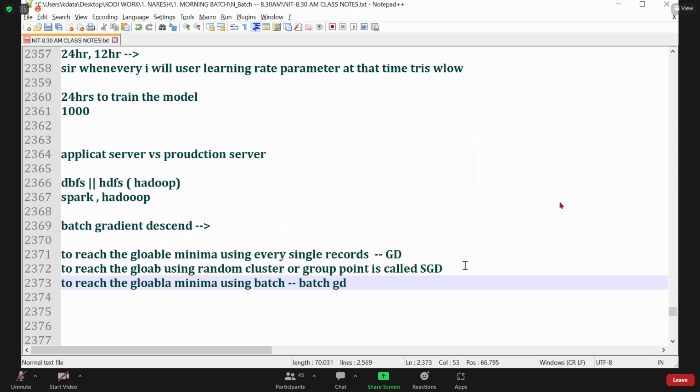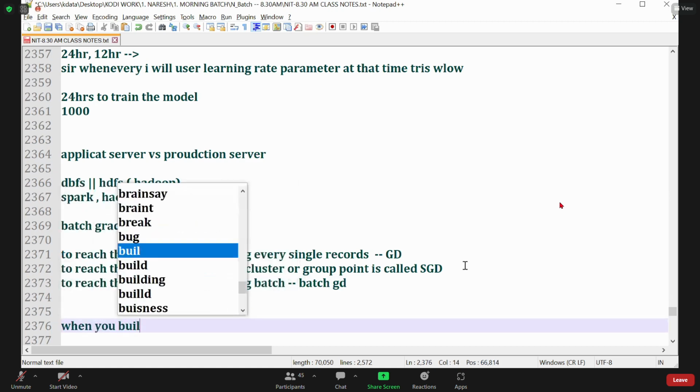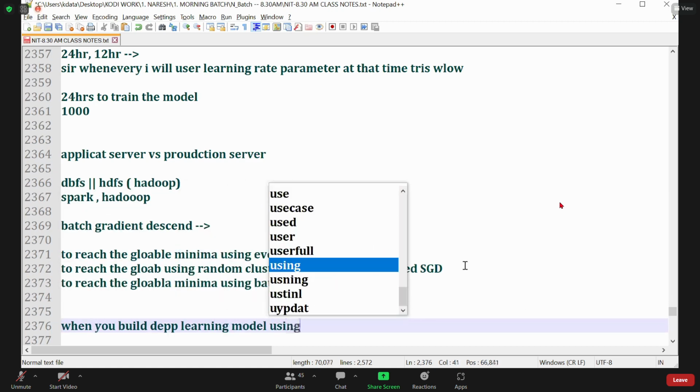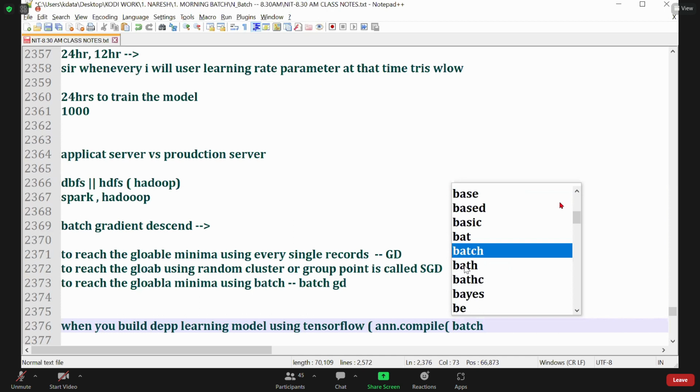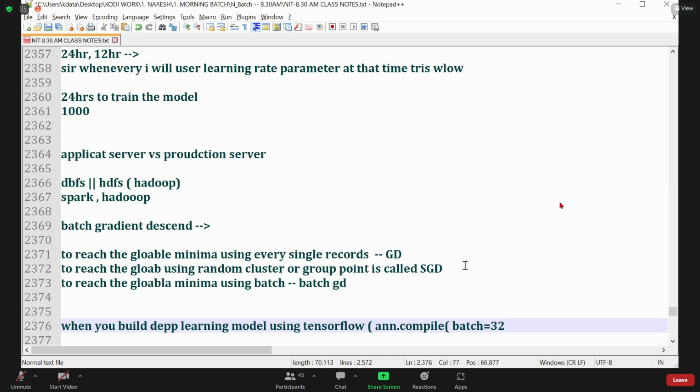Guys, do you understand? So that's why when you build a deep learning model using TensorFlow, we have options, ann.compile, batch size equal to 32. By default batch is 32, and the optimizer is gradient descent, also you can pass. This concept is pointing towards deep learning. You understand why I teach you these concepts? I will get back to practical at that time when I talk about ANN. But this is very important.